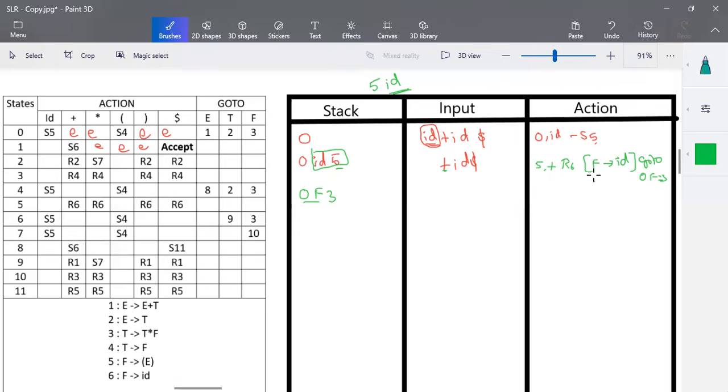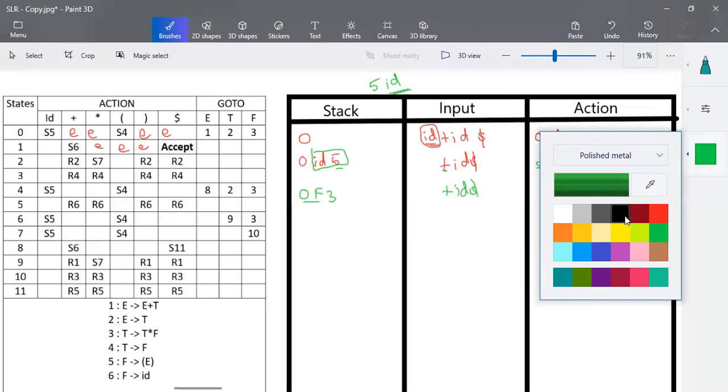For a reduce operation, we have to consider the production by which we are going to reduce, take the handle, and pop the stack until the handle occurs. Whenever a handle occurs, we reduce it with that variable, and each reduce operation is followed by a goto operation. We take the next two elements and check their corresponding entry. So 0 comma F consists of 3. The state 3 will be pushed into the stack, and the remaining input stays as it is.